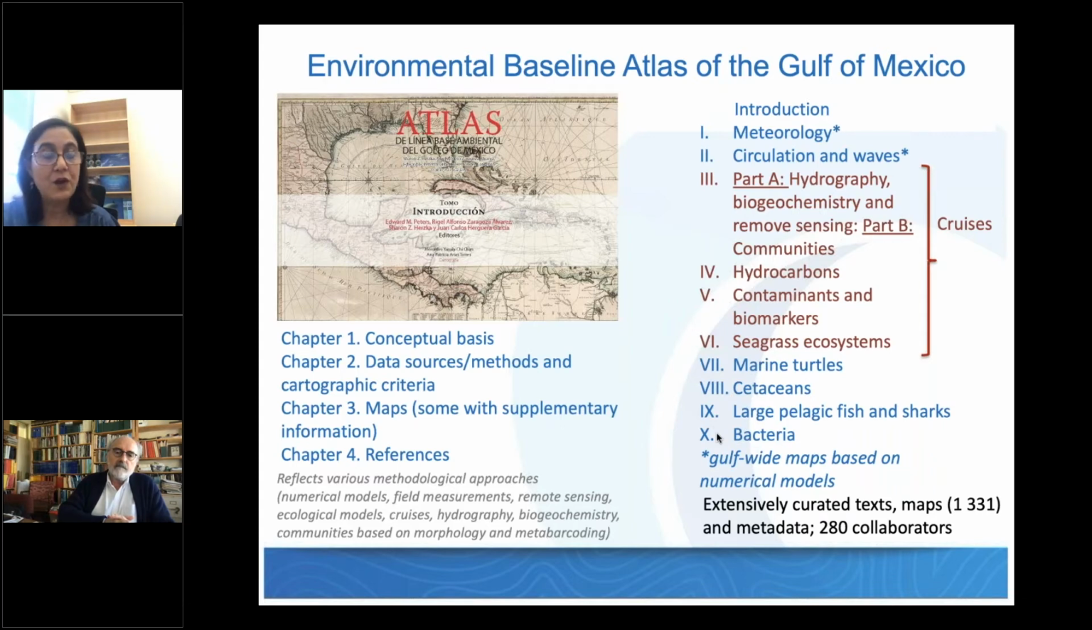Some of these volumes also have supplementary information, particularly those on marine turtles, cetaceans, and large pelagic fish and sharks. They have descriptive information regarding the species that are covered, and the one on bacteria does as well for the taxa that are presented in those volumes. So this is really a fabulous collection of information for the Gulf.